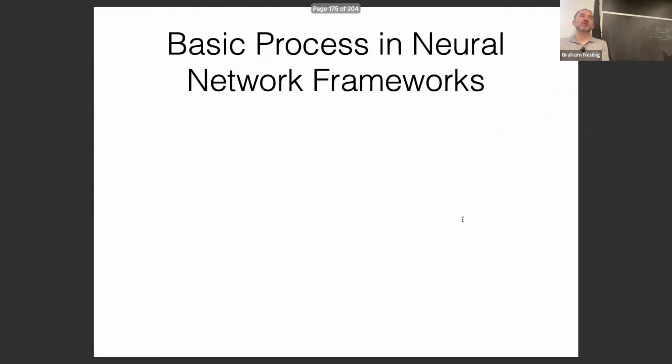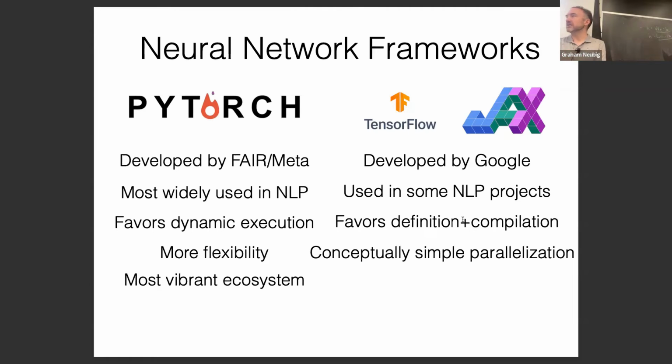PyTorch definitely has a more vibrant ecosystem, although there is some stuff in JAX. I said there are three options. So I'd say this is the 95% option, this is the 4.9% option, and if you want to be the 0.1% option, you can actually write GPU code yourself.